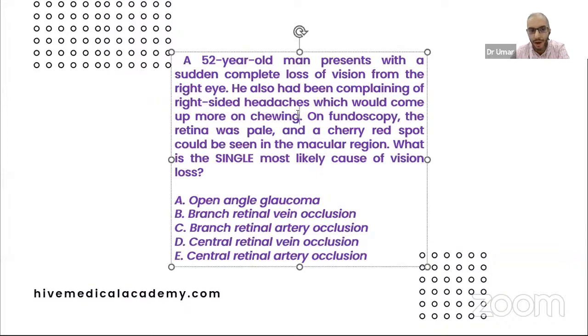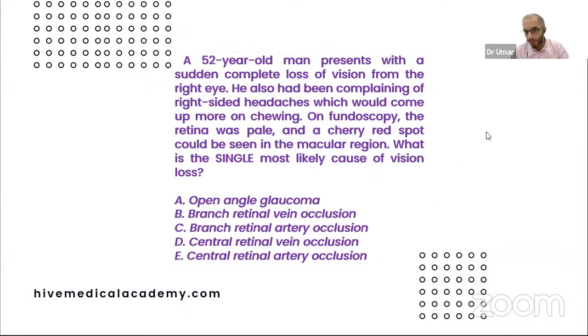Okay, so this is a very key part of this scenario. What kind of headaches are worse on chewing? Kind of headaches associated with temporal arthritis or giant cell arthritis. Okay, so that's a big clue for us. Then, of course, we've got to go to what are the features that we can see on examination. On fundoscopy, there was a pale retina and a cherry red spot could be seen in the macular region.